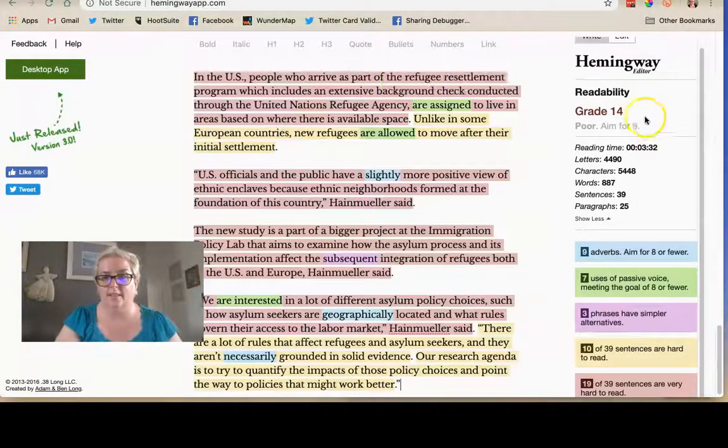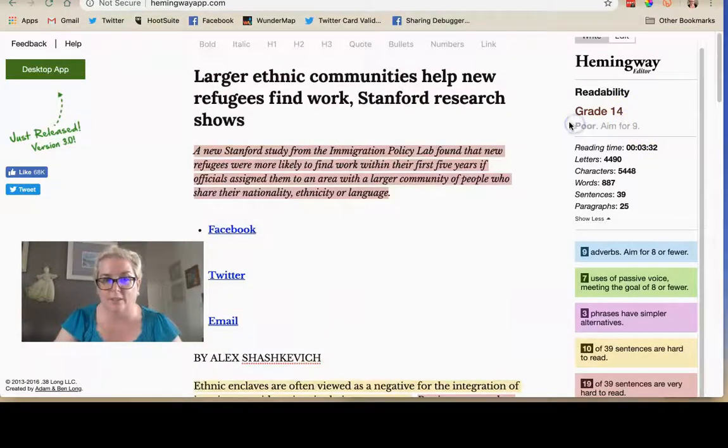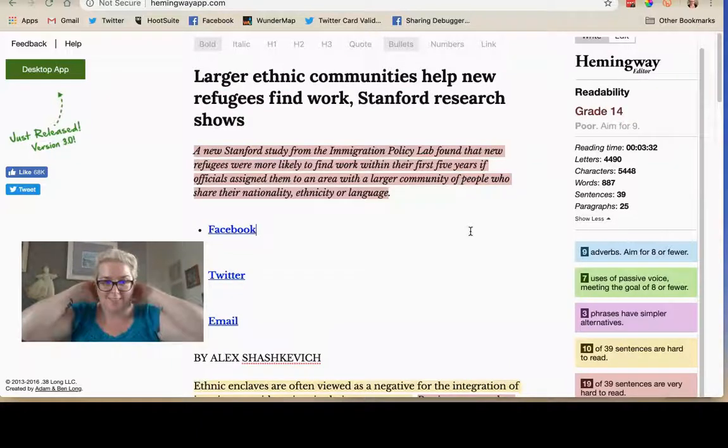Okay, copy. Go back to the editor. Paste. Okay, this is 14 grade level, so freshman. So it's saying poor, aim for 9. Well, that's fine. Stanford's audience for the business is people who have a higher education. It's 5,000 characters. It's 887 words. So it's the same length of what I just did, but it's much more difficult to read. If it's that much difficult to read, it's going to affect your SEO because it affects your readability, right?